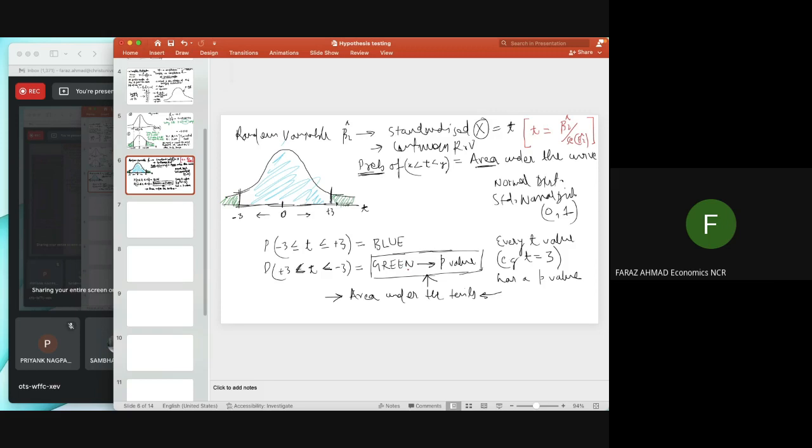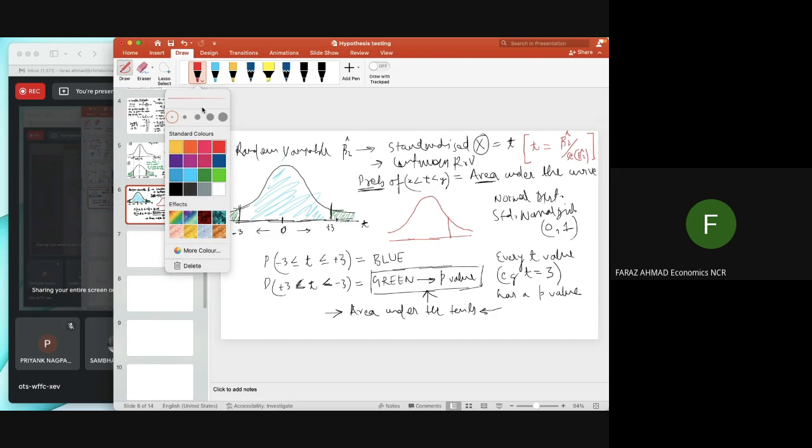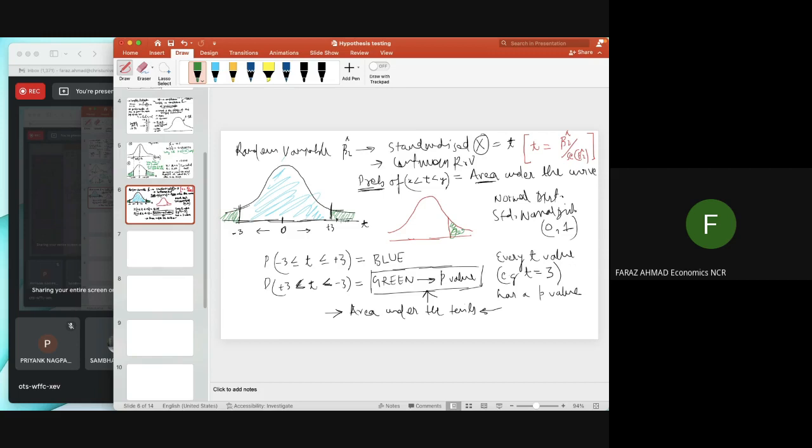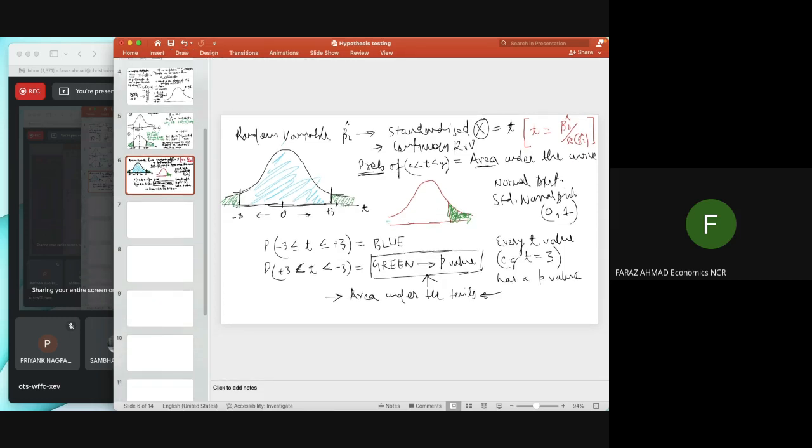Had this been a one tail test, I would have drawn a graph like this. Only one value. And then I would have separated green and blue like this. So this is green and this is blue, right?